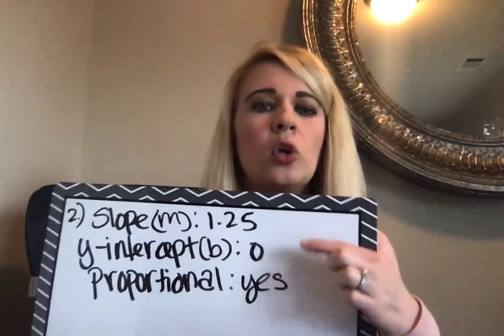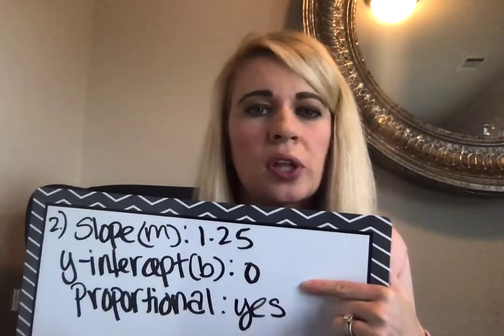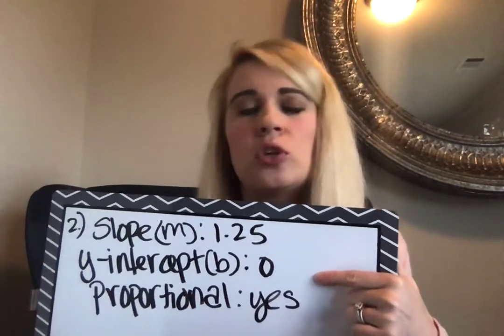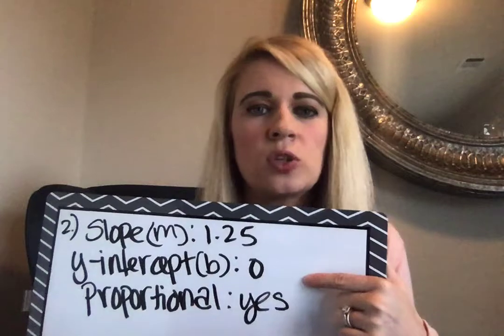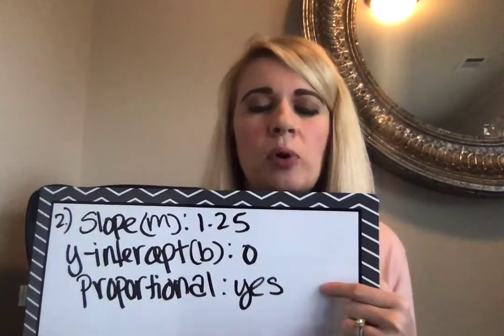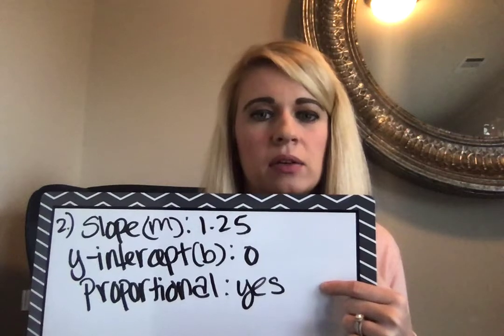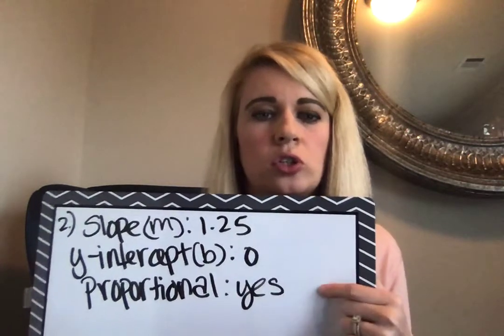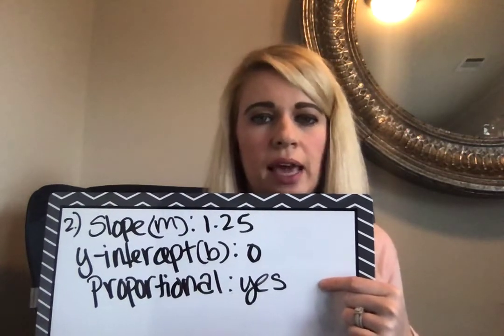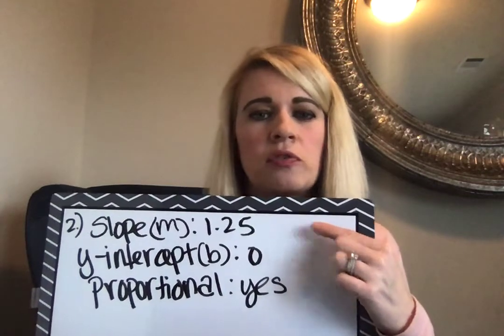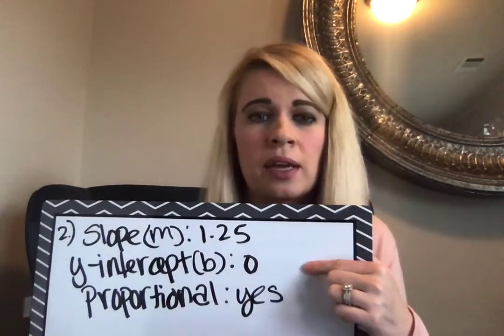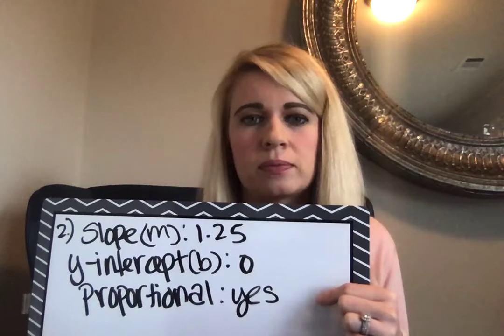Okay, so number 3, this is actually written differently. So look at it. Your slope is 1.25. Your y-intercept is 0 because there's no +7 or -7, there's no anything after it. So there is no y-intercept. So it is proportional because it is not written as y equals mx plus b. So you should have put yes. Yes. Slope 1.25, b, well, there's no b. And then it is proportional.